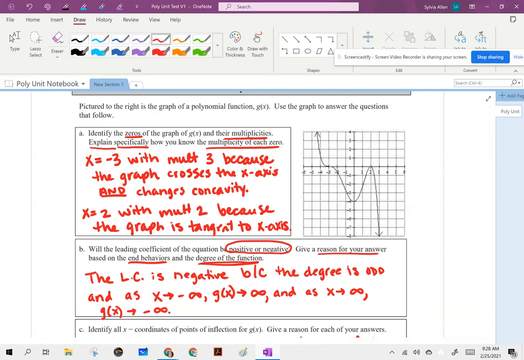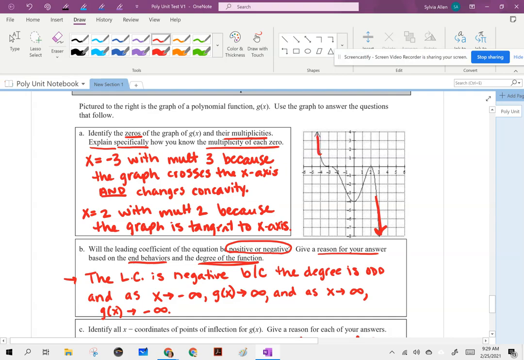I gave you credit if you said something like falling to the right, but that's not what we want to say. We want to use the notation to justify our mathematical responses. So the leading coefficient is negative because the degree is odd. You already know that it's negative because it's falling, but we're not going to use the word falling.